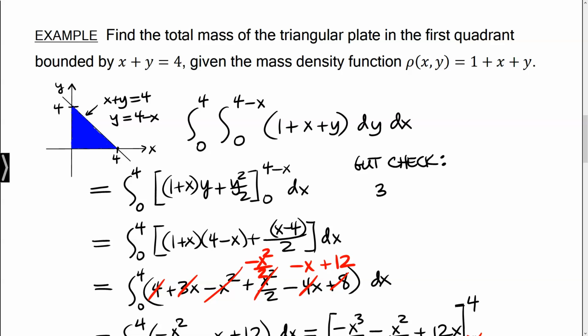So it should be 3 times the area, which would be 1/2 base times height, so 4 times 4 over 2. And so this is 24. So that's within a reasonable ballpark figure of 29 1/3. It's always a good idea in these problems to think about what's going on and see if your answer is reasonable or makes sense. And so here, it seems like a reasonable answer.